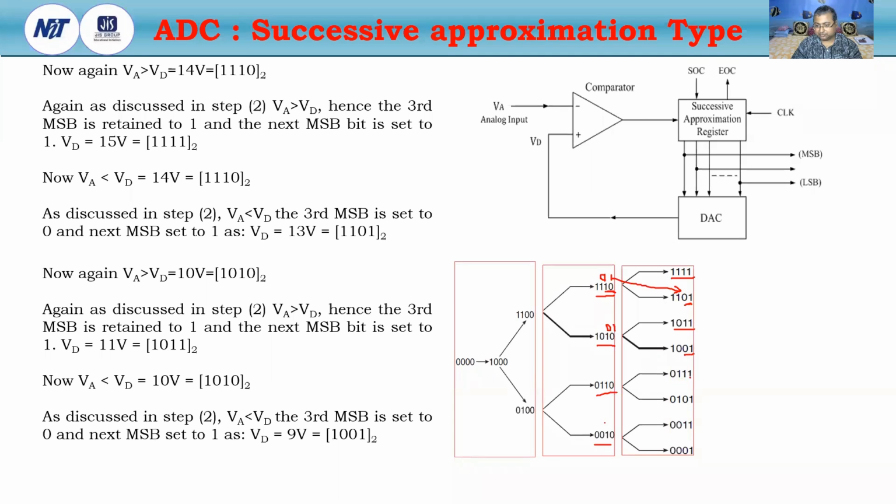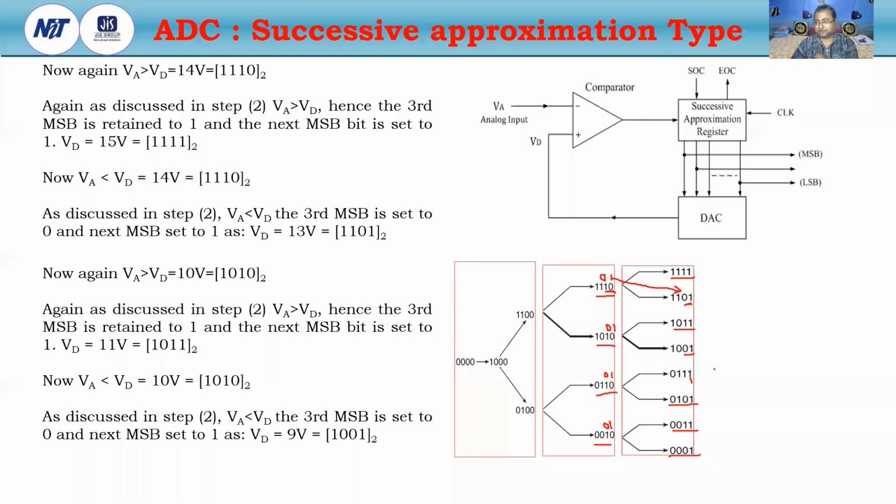For this, this MSB should be 1. If no, then this MSB should be 0 and this MSB should be 1. So 0101. Here also, if it is greater than, then this MSB should be 1, then 0011. If not, then this should be 0, this should be 1. So that means 0001.